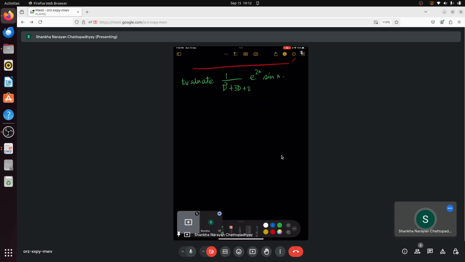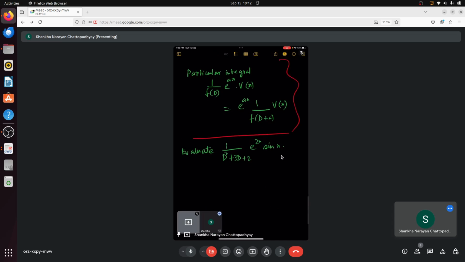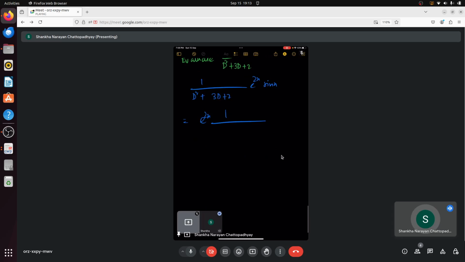How to solve? So we will use just what we have written in the first part. 1 by d square plus 3d plus 2, e to the power 2x sin x. What we will do, this e to the power 2x will go outside, and this d you need to replace with d plus 2.